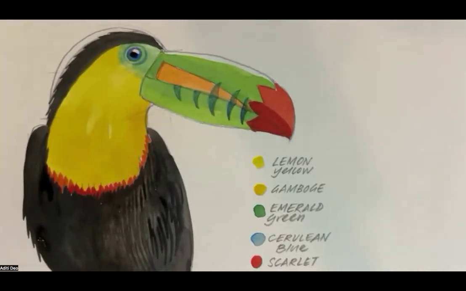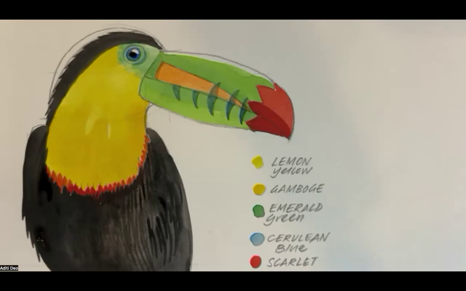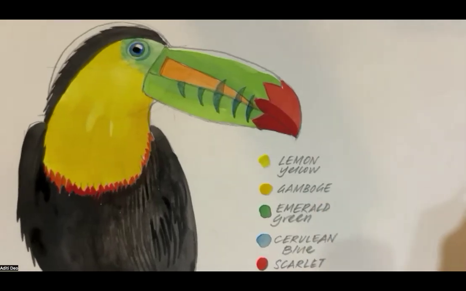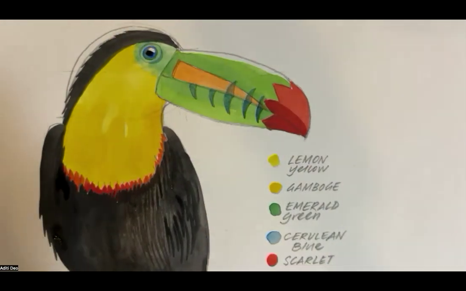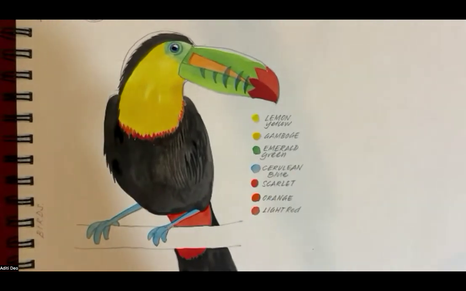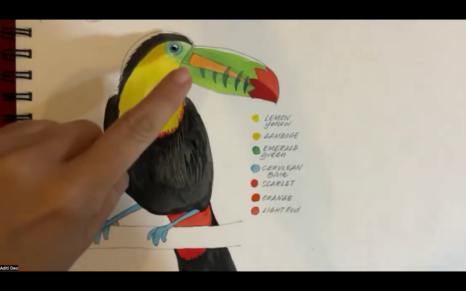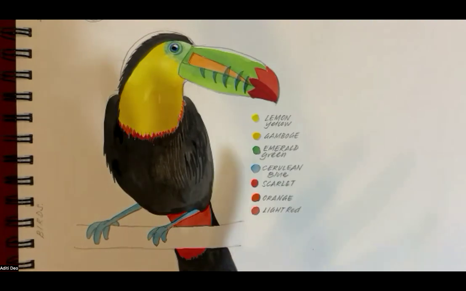Wait. Oh, there's one more line. Around the beak, there's one more line. I'm going to give you 2 minutes. I think I'm moving a little too fast, am I? So I'm going to give you 2 minutes before I do the last part, the black line around the beak. Then we should be done. Are you done, Rohan?